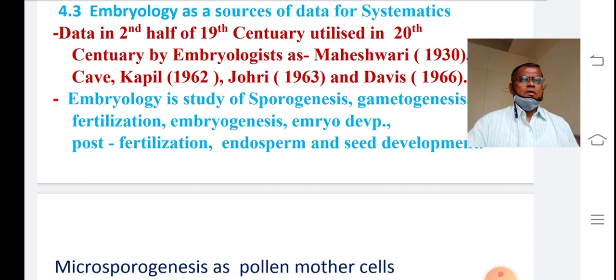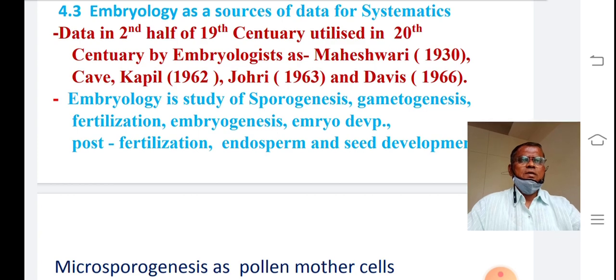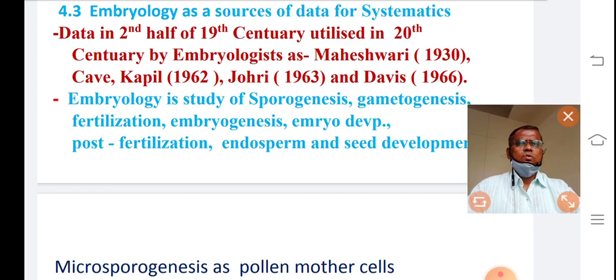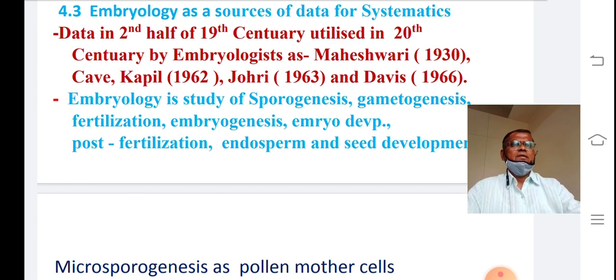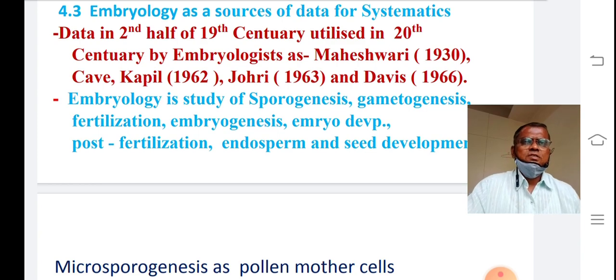Many embryologists, like our Indian Professor Maheshwari in 1930, then Kapil in 1962, Johri in 1963, and Davis in 1966, have given the idea about embryology.